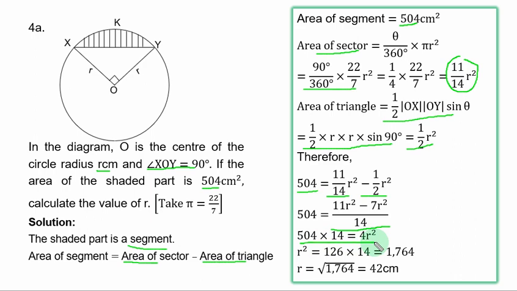You can divide through by 4. If you divide 504 by 4, you have 126 times 14. That is 1764. To get r, take the root of both sides, and you have 42 centimeters as the radius of the circle.